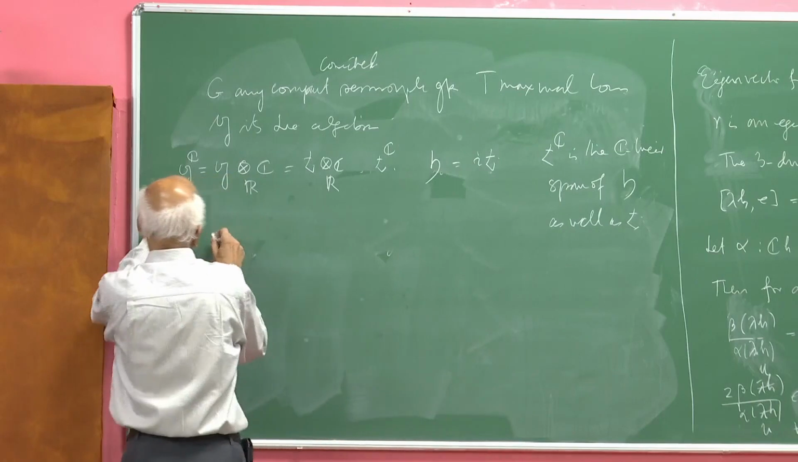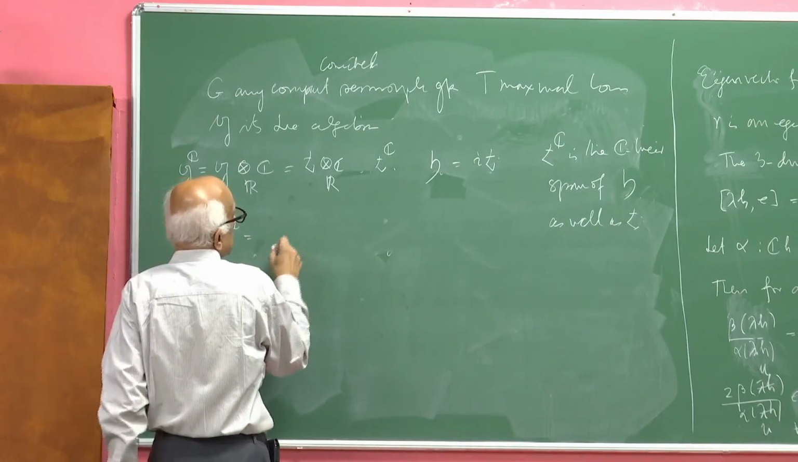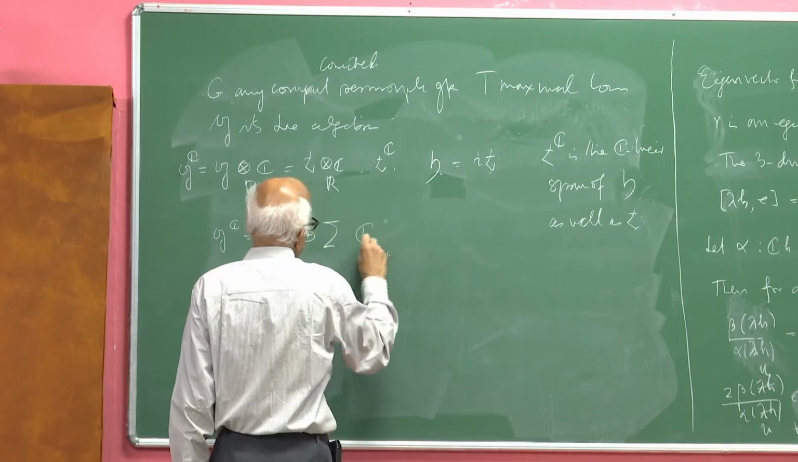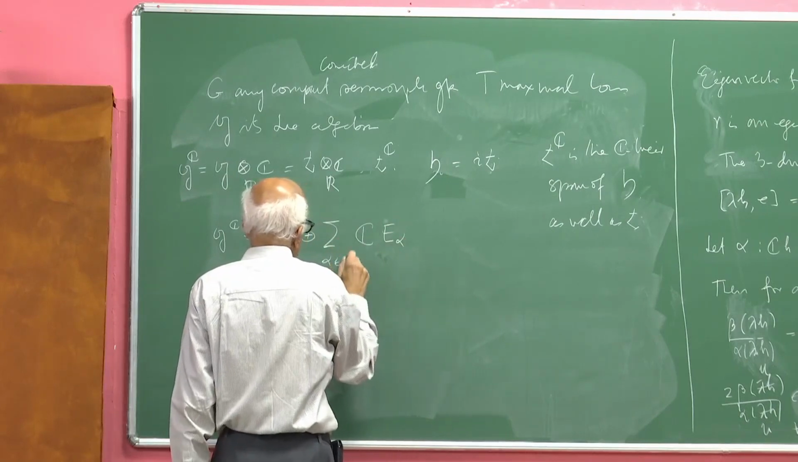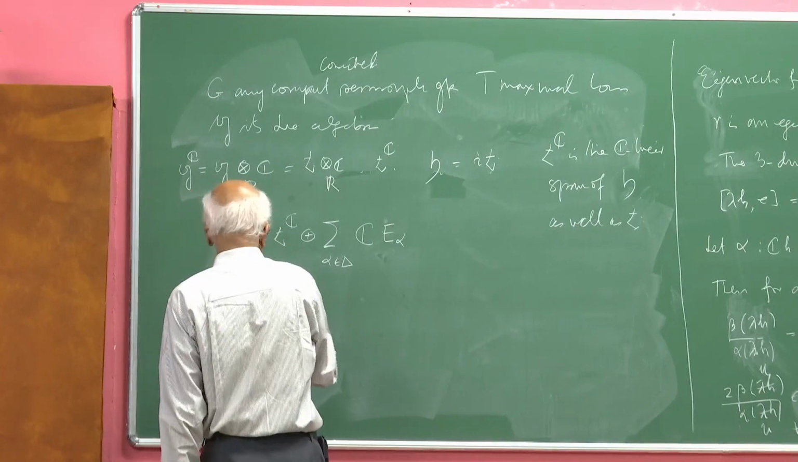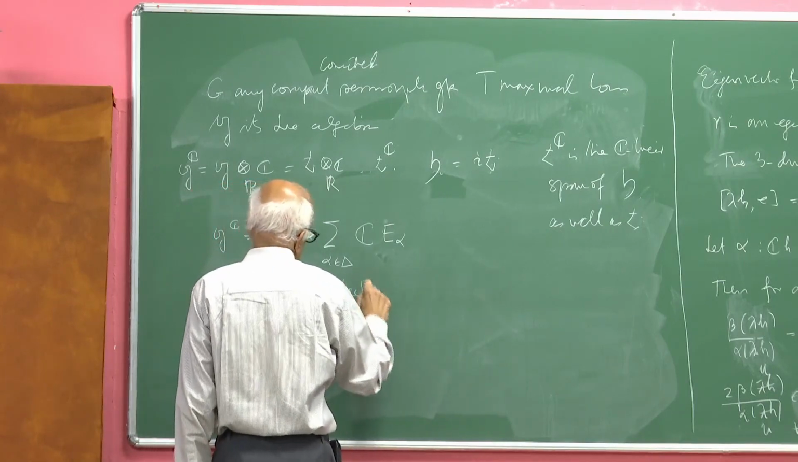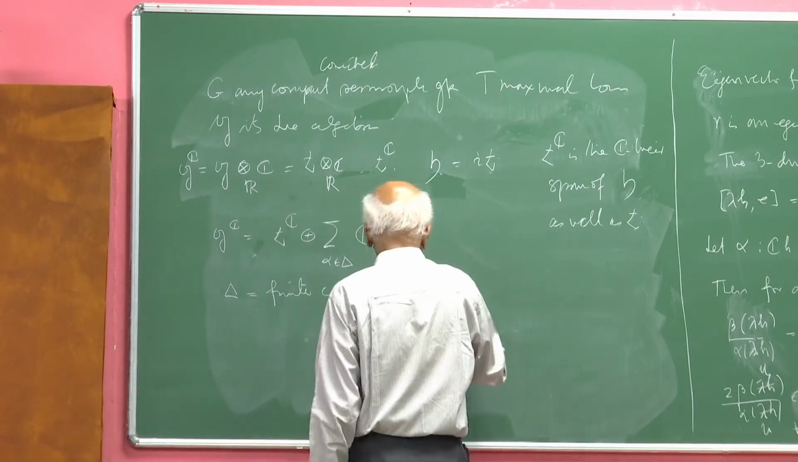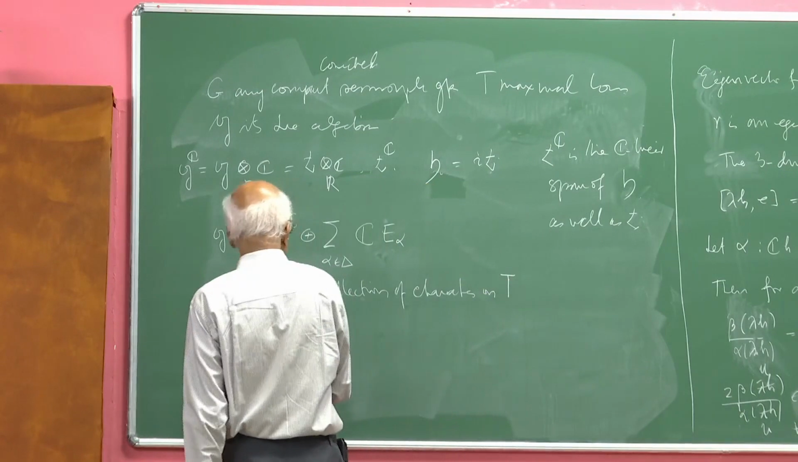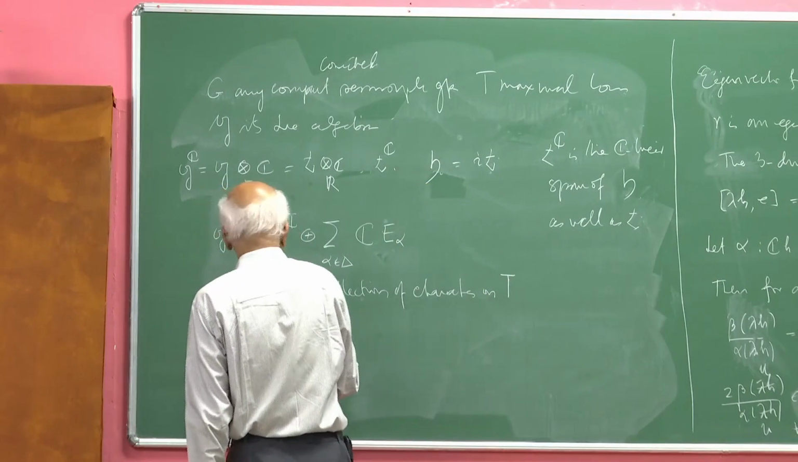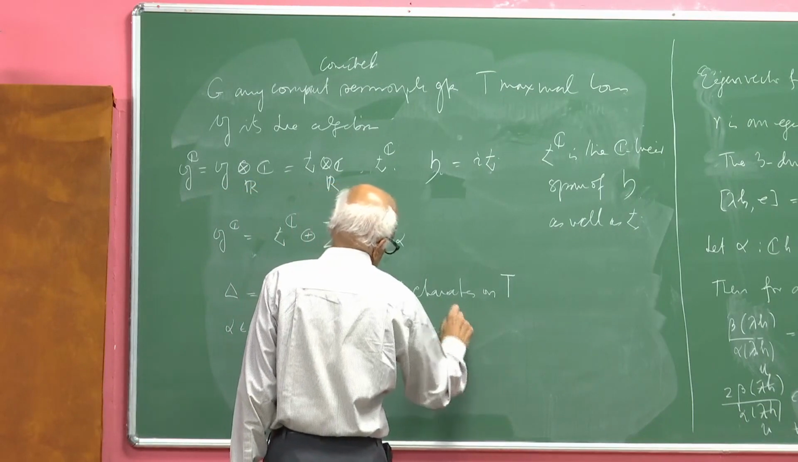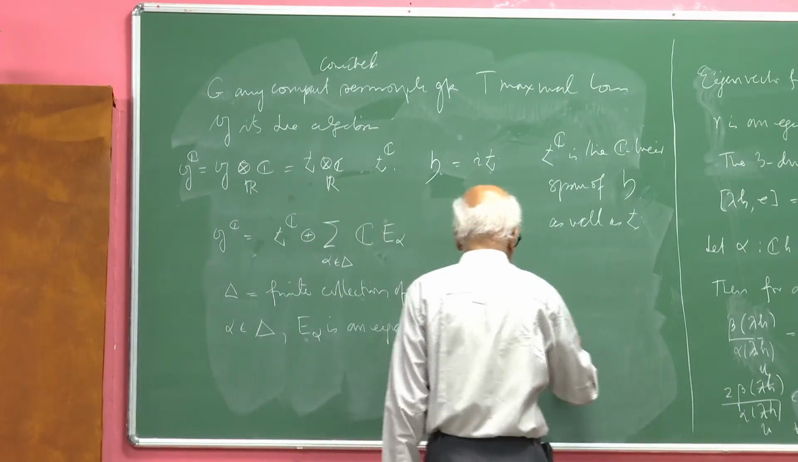And then we know that GC decomposes as the sum of this TC plus sigma CE alpha, alpha in delta, a finite collection of characters on T, and for alpha in delta, E alpha is an eigenvector for T corresponding to alpha.